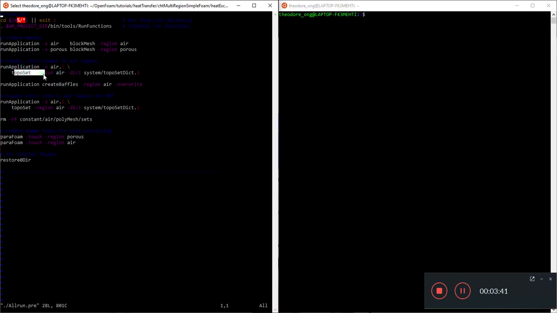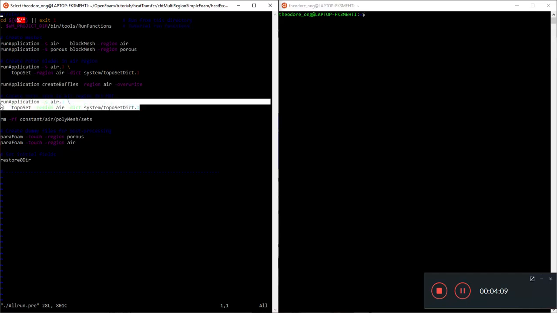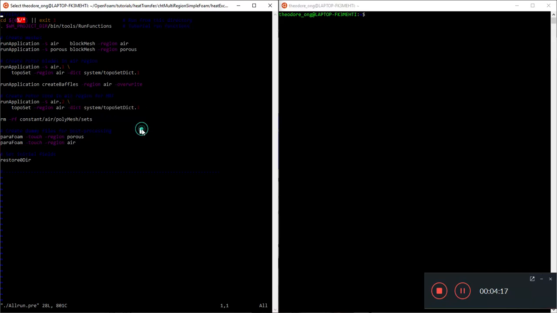And the next thing is to run this application. I think it looks like you're running topoSet for the region of air, and it's using the first dictionary, topoSetDict.1. You can specify which dictionary to use if you have multiple topoSet dictionaries. Okay. Then it runs this thing called createBaffles. Again, we can take a look at what that is much later. All right. So it makes this second thing, rotor zone. It runs topoSet again, and then it uses system topoSetDict.2. And then what it does next is to remove the sets from polyMesh. So definitely there will be a polyMesh folder created from running all of these, and for some reason it wants to clean this up.